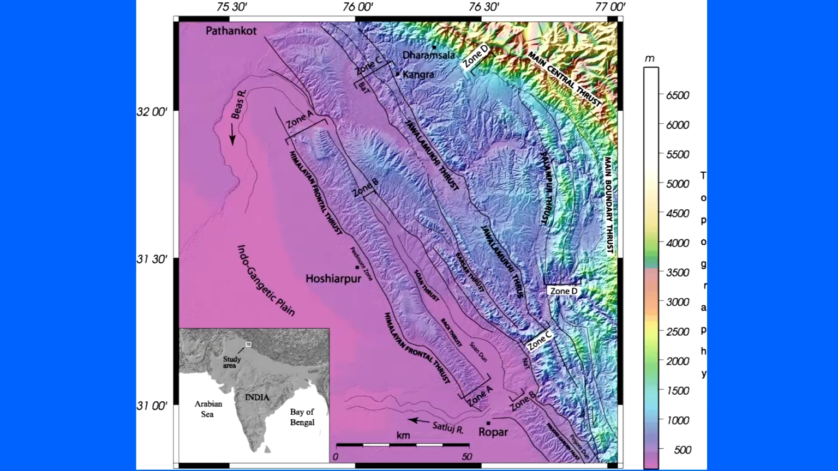If you look at this, this is a shaded relief map, and this exercise again you are going to do in your labs. This is the area of northwest Himalaya. You must be aware of the town Ropar and Hoshiarpur. And this is your Kangra valley here, and this is the town Kangra and Dharamshala.